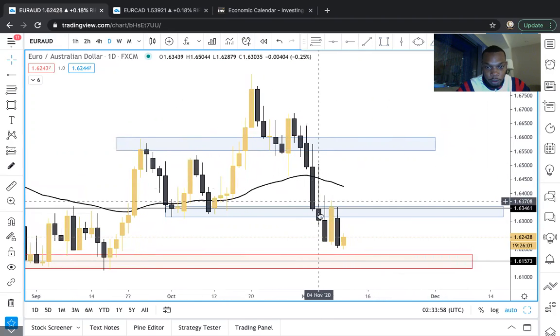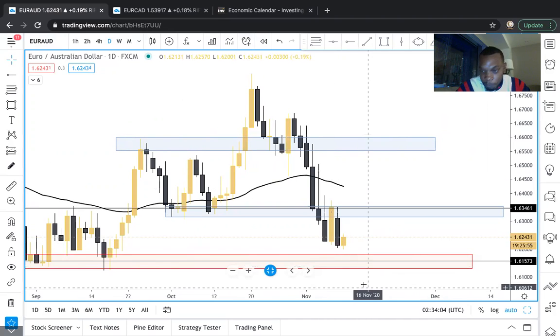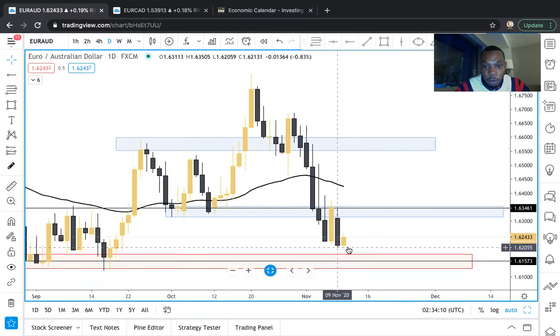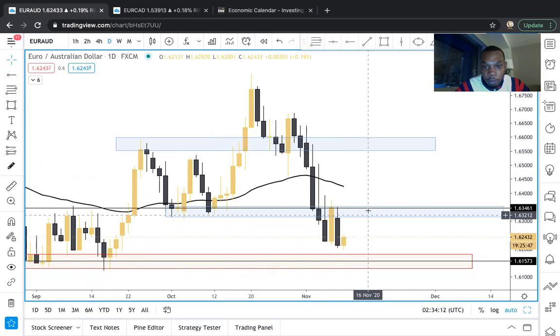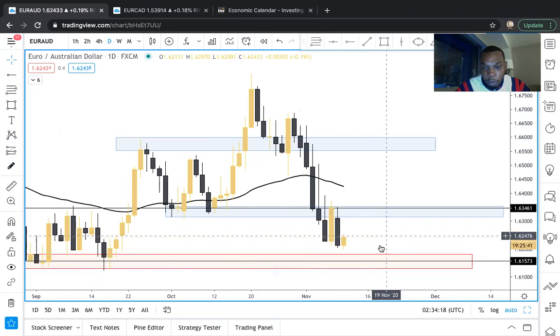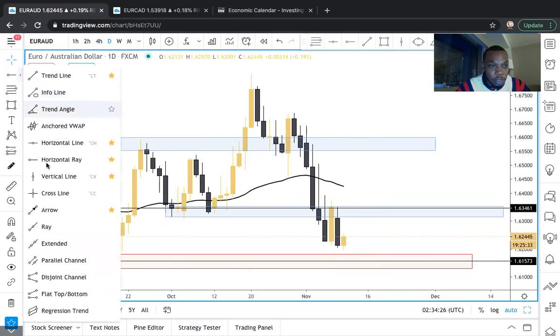So the market already broke below the support, pushed up, retested this level, and rejected it. So at this 1.62 support level, if we hold above that, then overall we may get another attempt to the upside. But overall, this market is bearish until we break back above 1.635, 1.64.